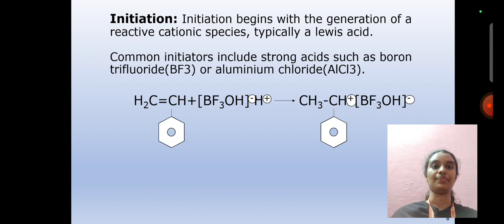The initiation begins with the generation of a reactive cationic species, typically from a Lewis acid. Common initiators include strong acids such as boron trifluoride or aluminium trichloride. Here, the styrene reacts with the counter ion, that is the boron trifluoride hydroxide ion, and the H plus ion, and the unsaturated bond is converted into a saturated bond.